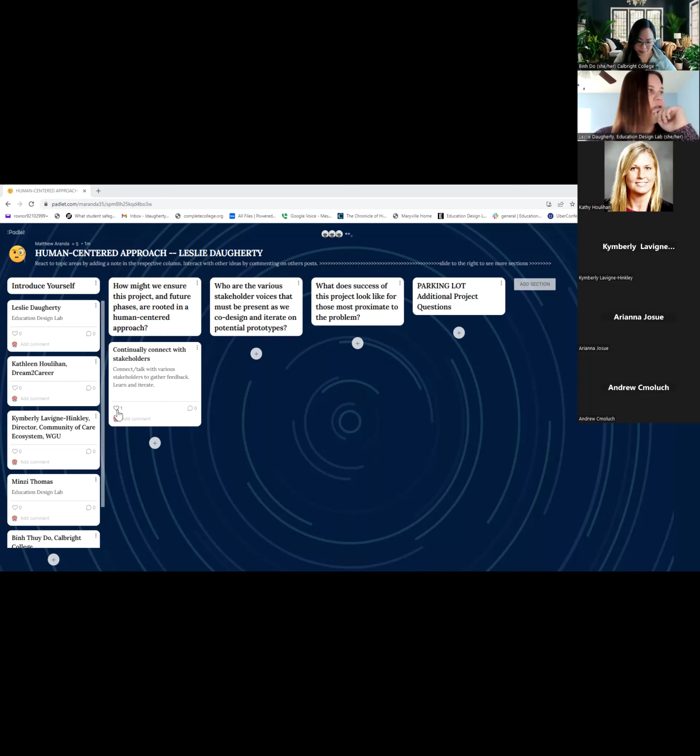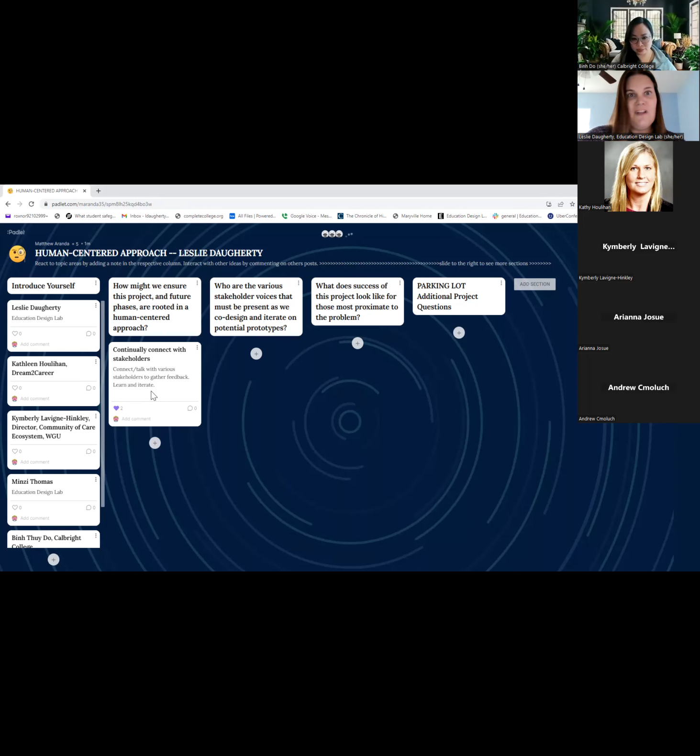I think that this is so important as we connect and talk with various stakeholders. And that really leads us into that next question. As you're thinking about this, who are the various stakeholder voices that have to be present? We think about that as we co-design. At the lab, we talk about ourselves as co-designers. So we are working directly with those that are most proximate to this problem.